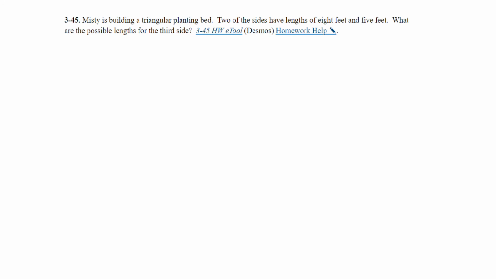Question 45. Misty is building a triangular planting bed. Two of the sides have lengths of 8 feet and 5 feet. What are the possible lengths for the third side? So just to help us with the visual here, if we have a triangular planting bed, it can be all sorts of different things. What we do know, though, is two of the sides. One of those is 8 feet, and the other one is 5 feet. What can the third side be?